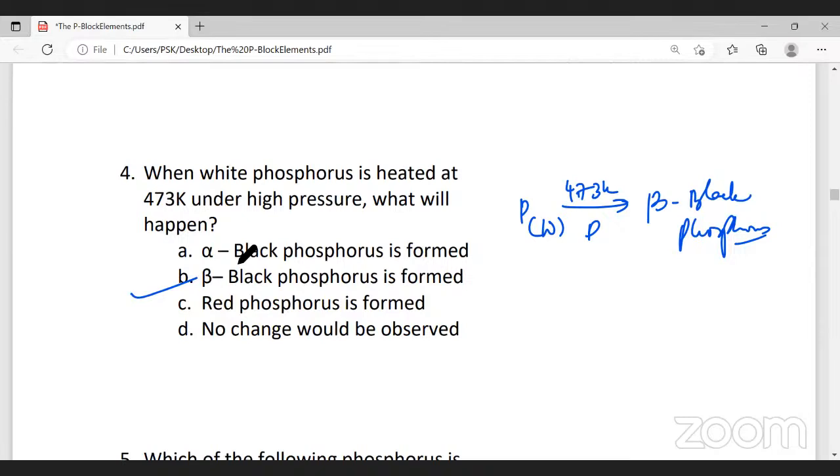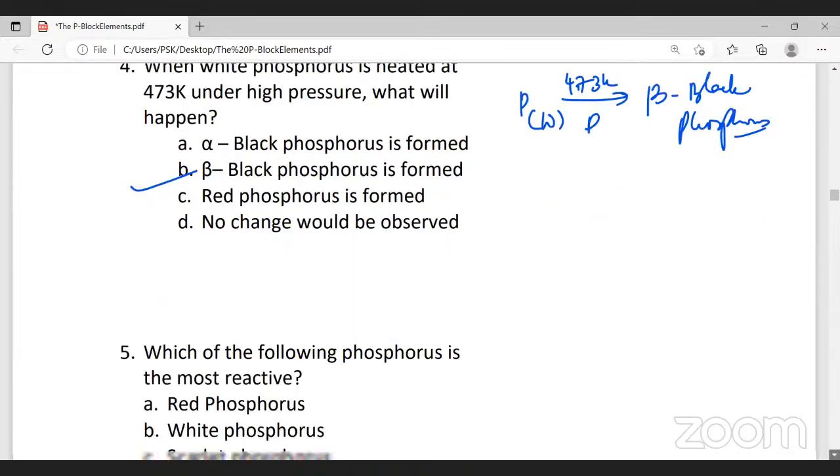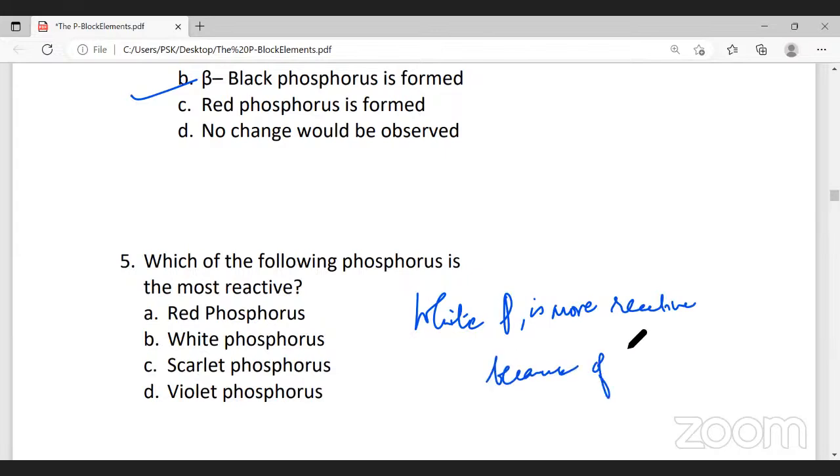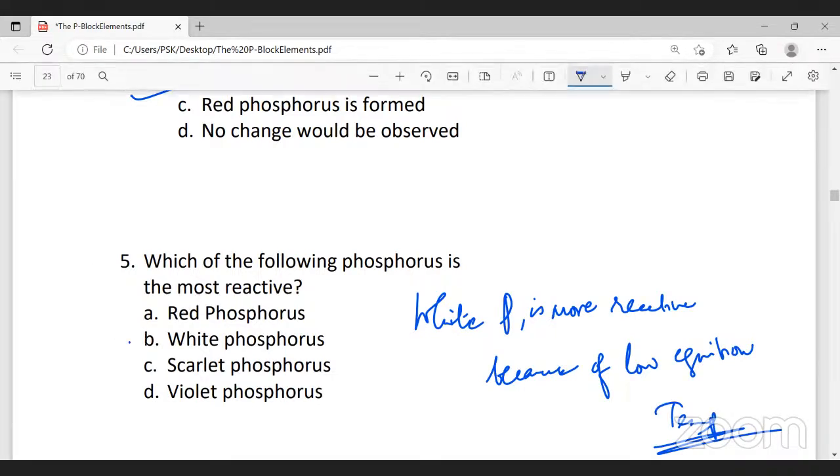Next question. Which of the following phosphorus is more reactive? Red phosphorus, white phosphorus, scarlet phosphorus, violet phosphorus. White phosphorus is more reactive because of its low ignition temperature. Since white phosphorus has a low ignition temperature, it is more reactive. Hence, the answer is option B.